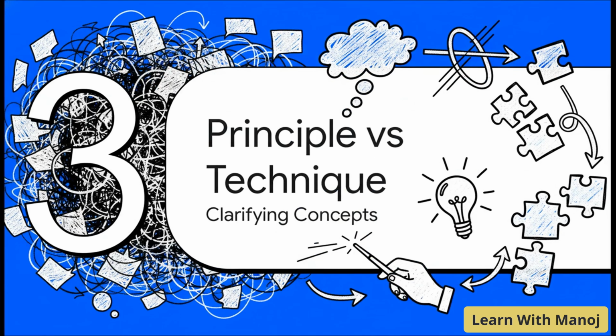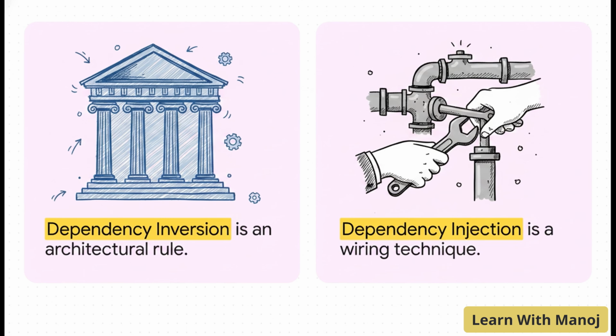All right, part 3. Principle versus technique. So a lot of us arrive at this topic with some kind of garbled mental models, usually thanks to a confusing blog post or two. Let's unscramble a very, very common misconception right now. On the left, we have dependency inversion. That's a high-level architectural principle. On the right, we have dependency injection, which is merely a structural wiring technique. Now sure, they sound similar, and they do often work together, but they are fundamentally different things.